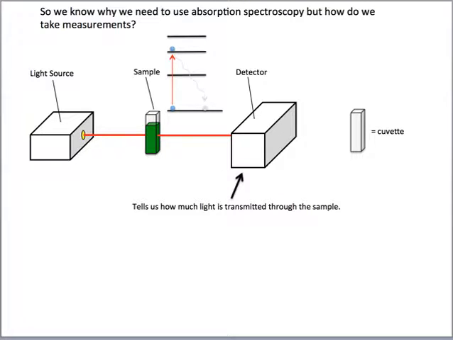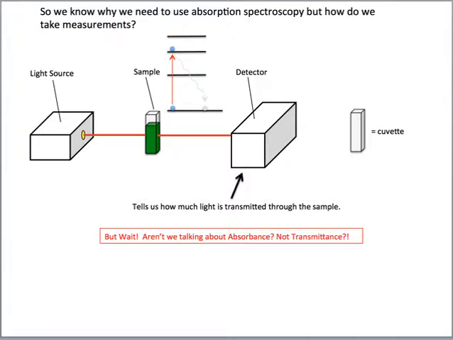Now wait a second, didn't I just say we were talking about absorbance and not transmittance? So how are those two related? Well, if something absorbs more light in the sample, then less will be transmitted. In fact, the absorbance is equal to the log of 1 over the transmittance, so they're very closely related.